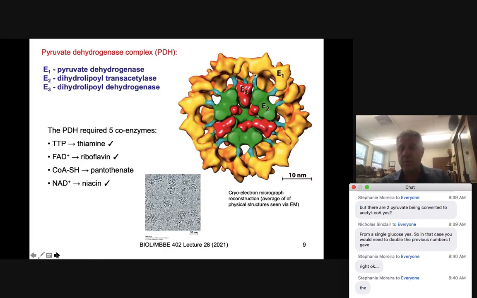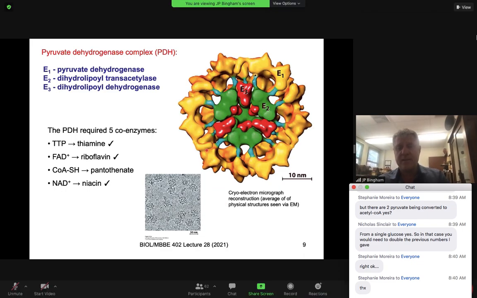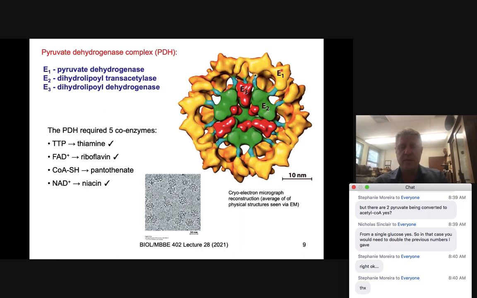So let's have a look. We actually know a little bit about this enzyme through cryo-EM, which is poor man's X-ray crystallography, where basically we see a 3-dimensional structural shape of a protein cluster with E1, E2, and E3. So E1 is the pyruvate dehydrogenase component. E2 is a dihydrolipoyl transacetylase, and E3 is the dihydrolipoyl dehydrogenase enzyme in this complex.